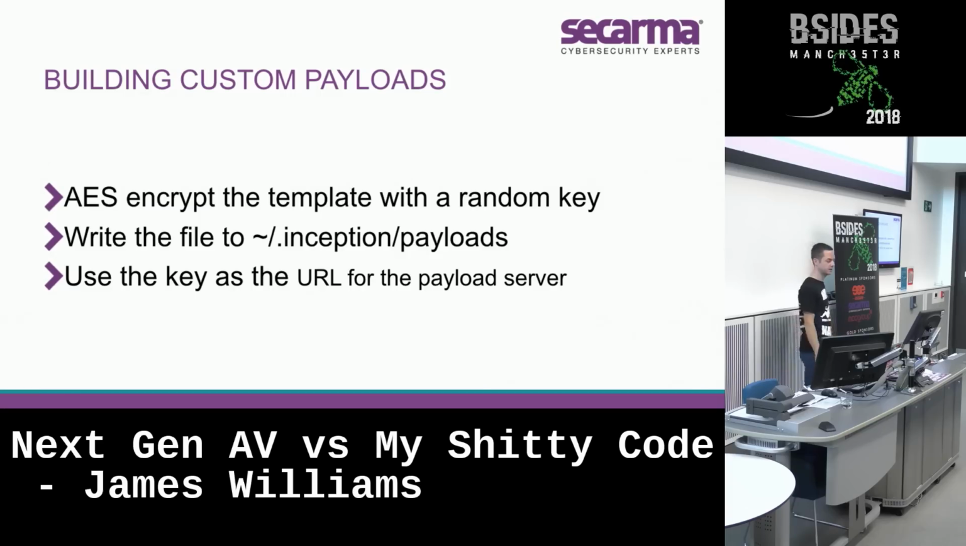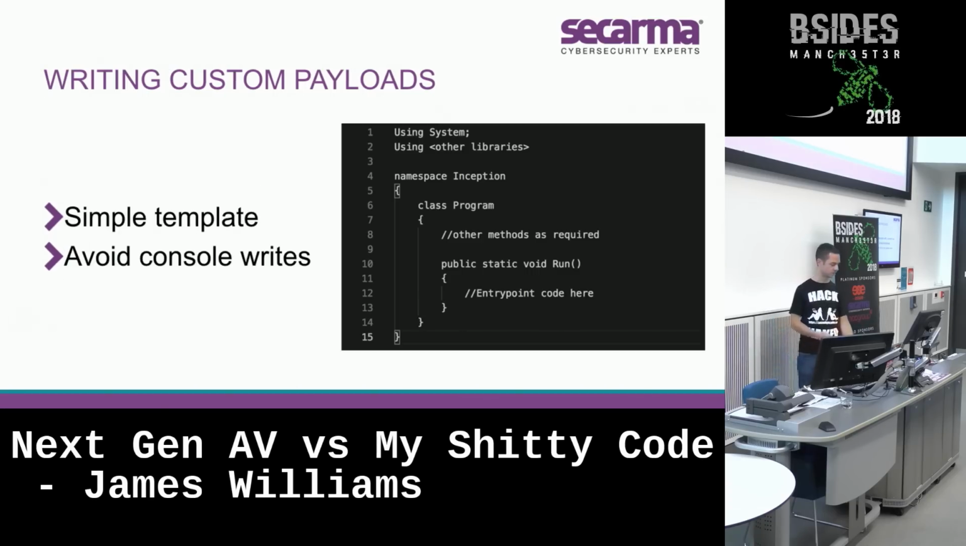Custom payloads are a little bit more straightforward. We just do AES encrypt on the template that you give it. It writes the encrypted payload only. There's no reason to rewrite the raw payload in this case because there's no modification. Again, we use the key for the URL in the payload server. So if you want to build your own templates, this is how you do it.